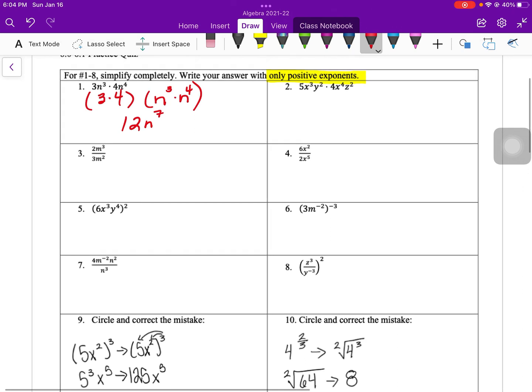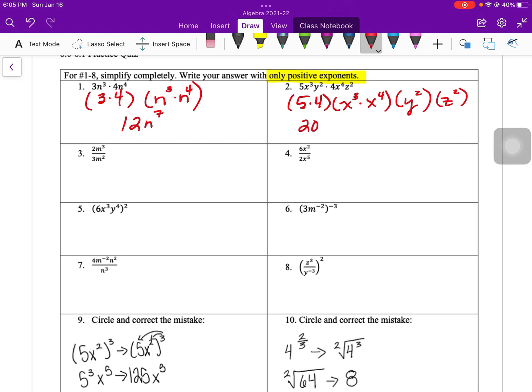Number 2, this time we have 3 factors, so I'm going to group the 5 and the 4 together. I have x cubed times x to the 4th, and then y. Oh, I actually have 5 factors. I didn't see a y and a z, so those cannot be combined. So you want to leave those separate. So 5 times 4 is 20. And then 4 plus 3 is 7, so it's x to the 7th power, y squared, and then z squared as well.